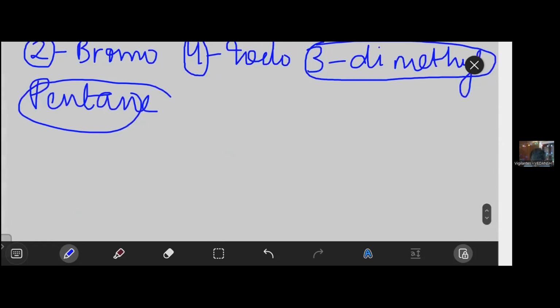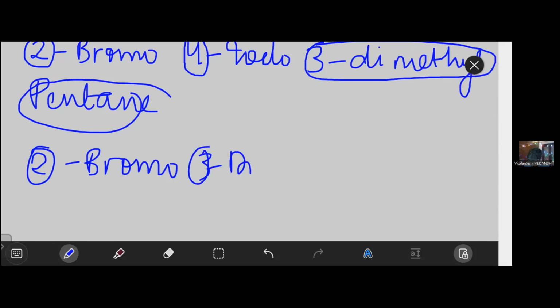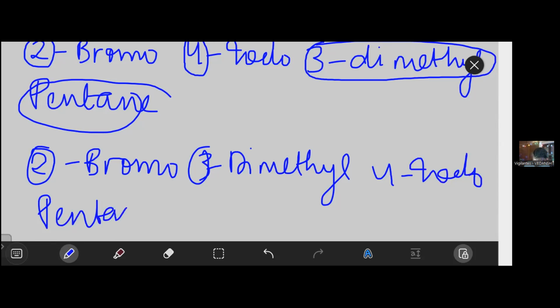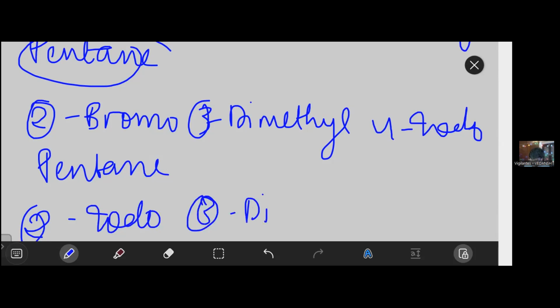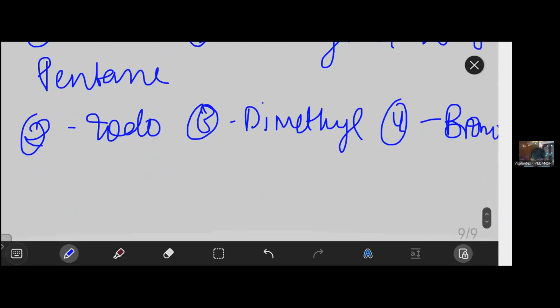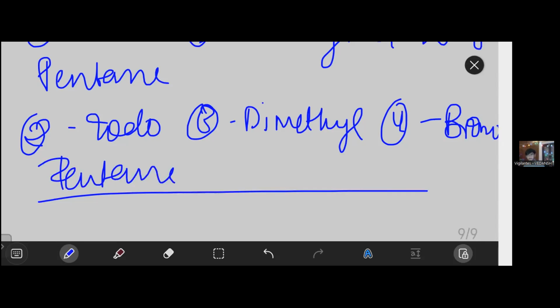You can also write this in this manner: 2 bromo, 3 dimethyl, 4 iodo, pentane. And this can also be followed as 2 iodo, 3 dimethyl, 4 bromo, pentane. You got your answer. So that was it for nomenclature.